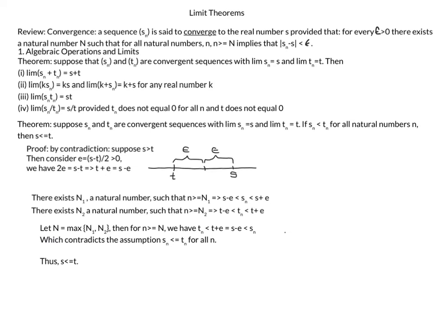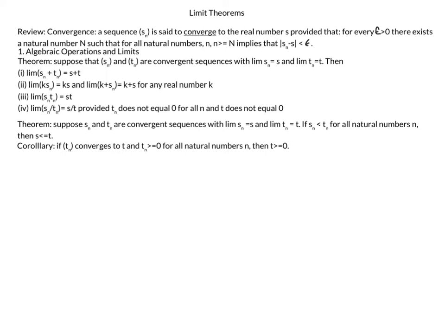Our next theorem: if we have two sequences with the limit of Sn equal to S and the limit of Tn equal to T, and if Sn is less than Tn for all natural numbers, then S is going to be less than T. I do have a proof here, but in the interest of time, I'm going to skip it, but this is a theorem that you should know. A corollary: if Tn converges to T, and Tn is greater than or equal to 0 for all natural numbers, then the limit is going to be greater than or equal to 0 as well.